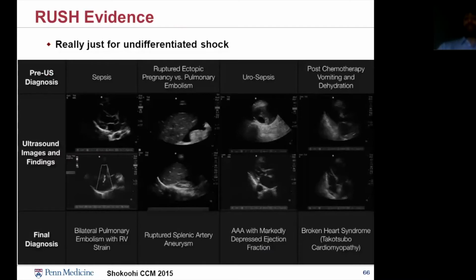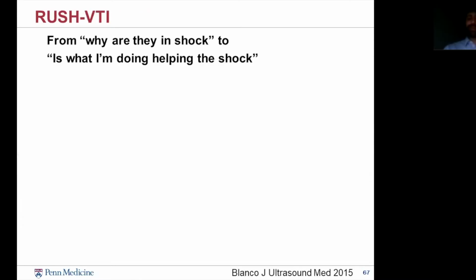They give several nice examples of places where their evaluation changed. For instance, in a patient where before the ultrasound they thought that they had septic shock, but afterwards they were able to see that they had bilateral pulmonary emboli with RV strain. A patient who they thought had a pulmonary embolism or a ruptured ectopic, who actually had a ruptured splenic artery aneurysm. A patient where they thought they had sepsis from a urinary source, but actually had an abdominal aortic aneurysm and impaired cardiac function. The list goes on, and you can see how this would be helpful.